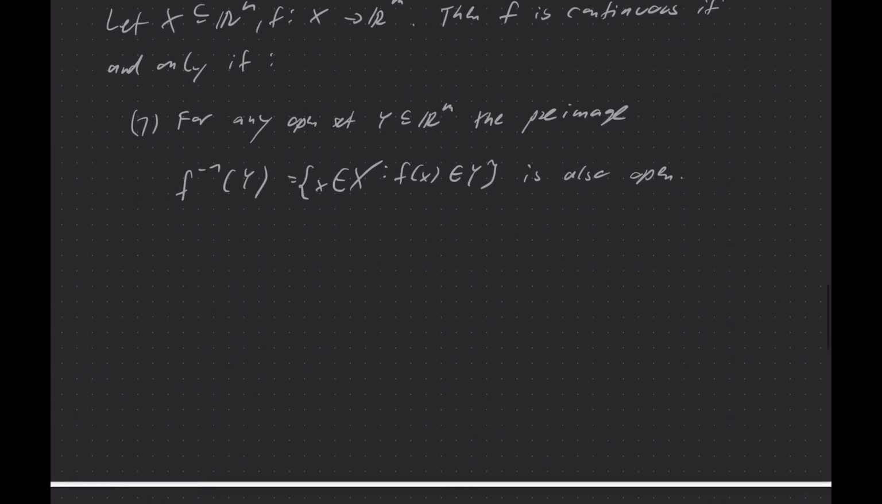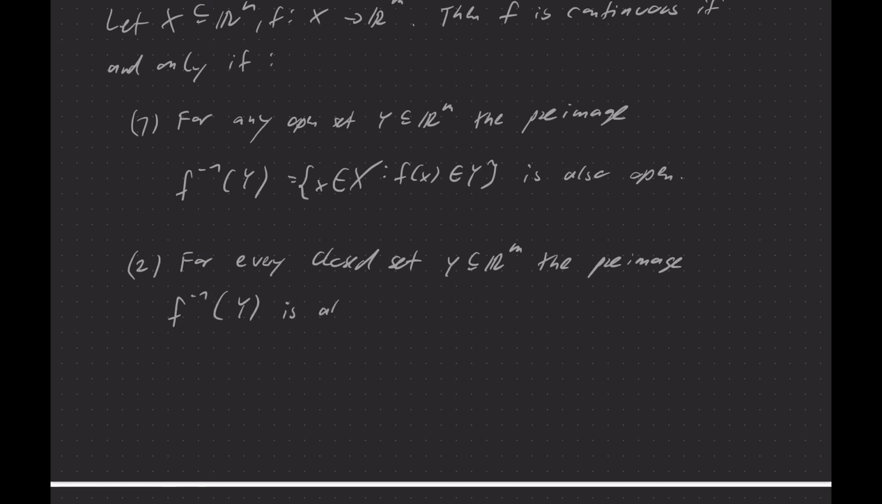Okay, and the second characterization is for every closed set, the pre-image is also closed. So that also holds for closed sets. Every closed set y subset of R to the m, the pre-image f to the minus 1 of y is also closed.